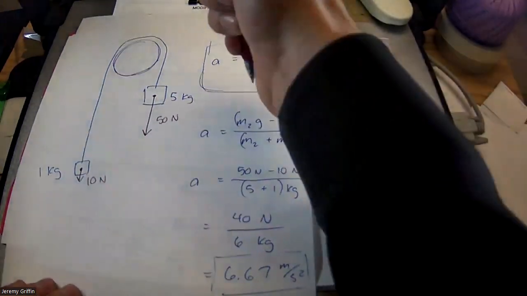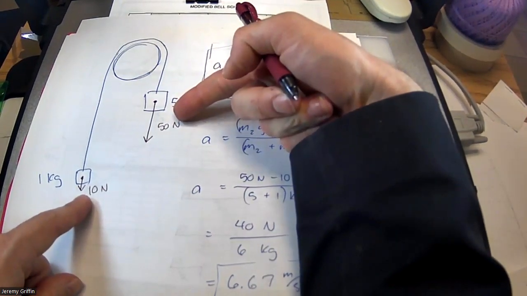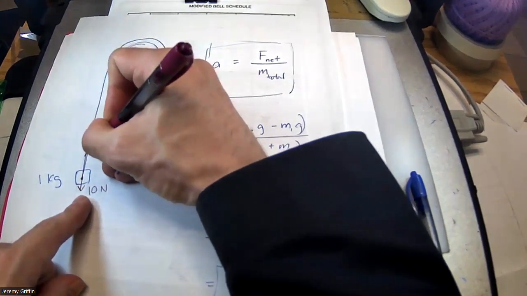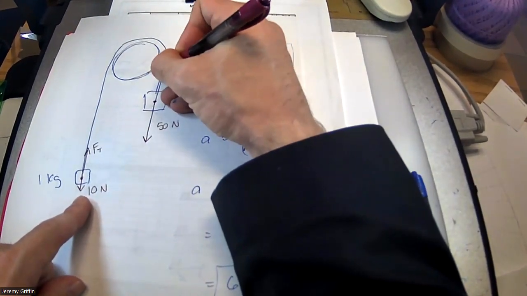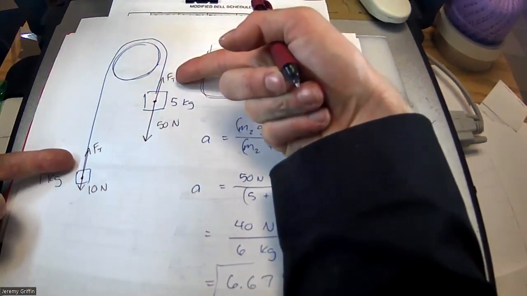Hey, why did I not include the tensions? And because there is a tension, isn't there? Do you guys think the tension is between these two weight values? Like the tension is probably more than 10 newtons, call it F sub T, and less than the 50 newtons? And is it the same tension on both blocks? Yeah, it's the same tension. There's only one string, one tension, right?